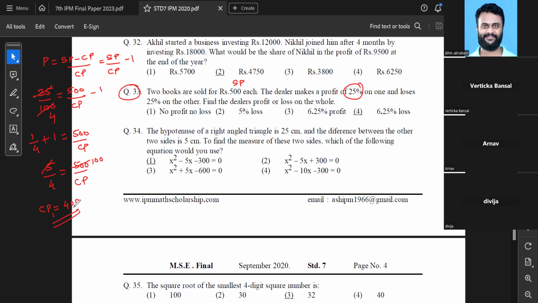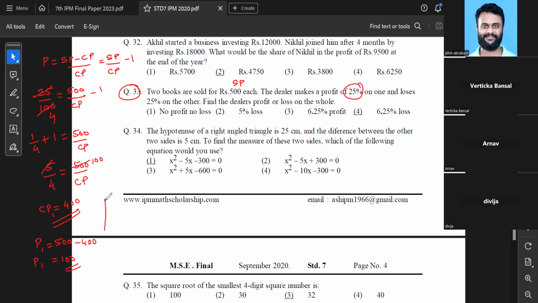Now I am sure that since the cost price of the first one is 400, I can find the difference between selling price and cost price. The profit on the first one is 500 minus 400, that gives you 100. So the profit on the first one is 100. I'm sure. Now let's go for the next one.